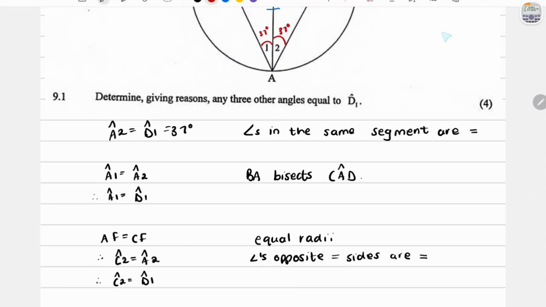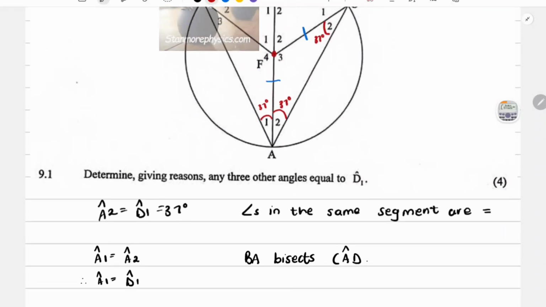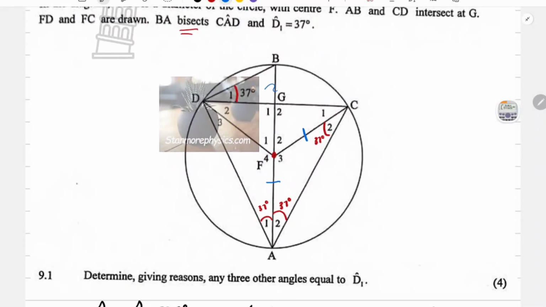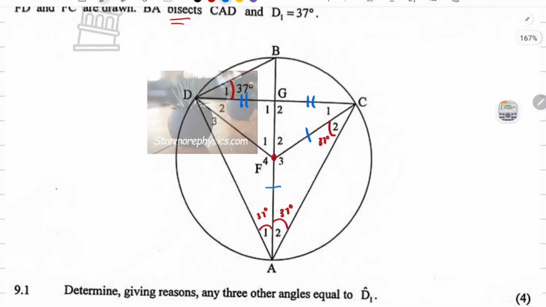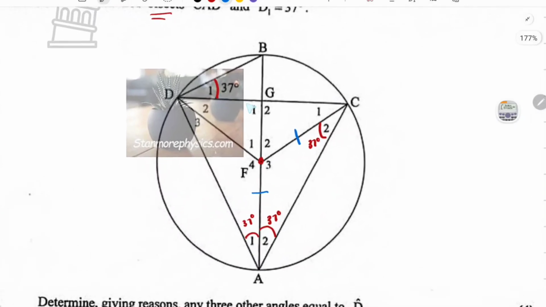Moving on to the next question. Question 9.2 says, show that line DG is equal to GC. So they're saying we need to show that this is equal to that. If you're trying to show that 2 lines are equal, it's kind of like saying that this is a bisector, but there's no way to prove that it is bisecting unless we prove that these 2 are equal.